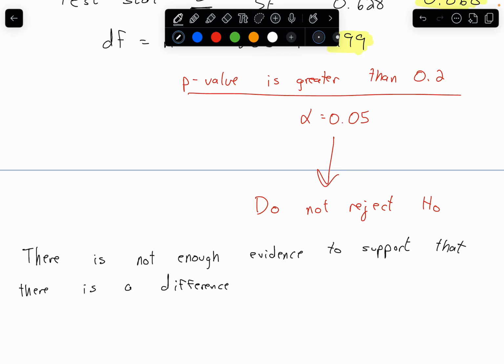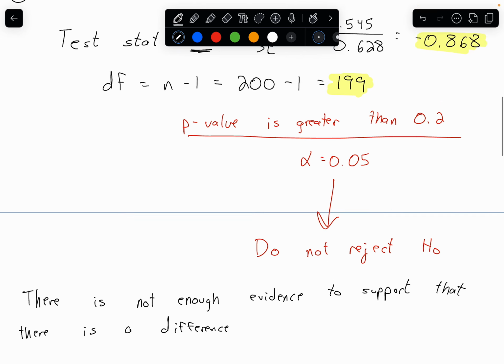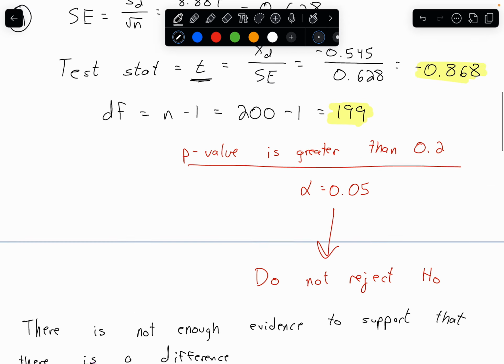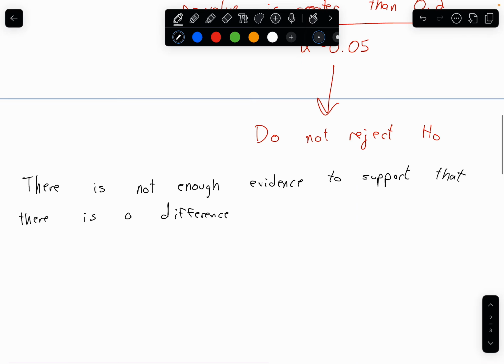and if we need to look back at the language that's used in the problem, I oftentimes think that that's the best way to interpret these problems, just use that same language that they use in the problem. There is a difference between the average reading and writing scores. So that there is a difference between the average reading and writing scores.